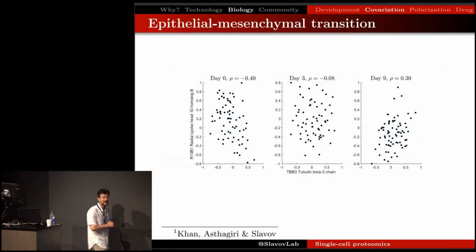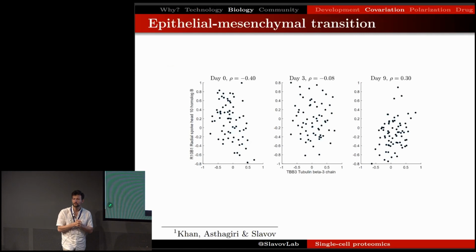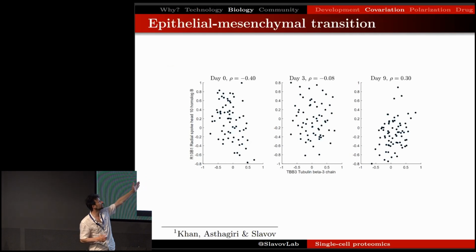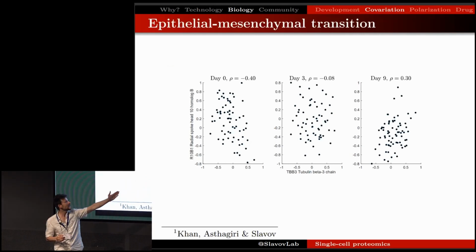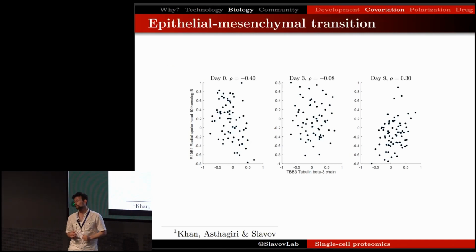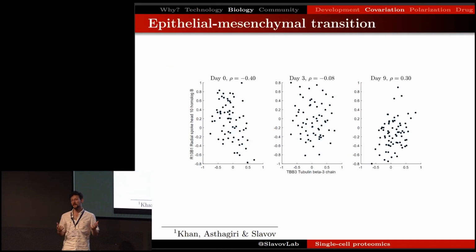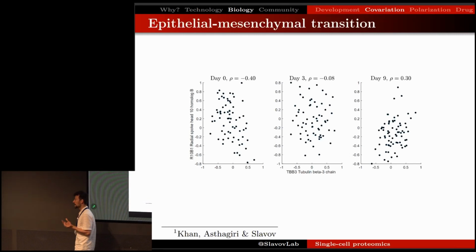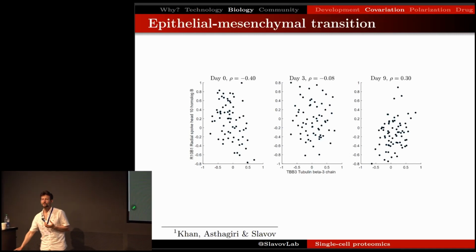And here is a very interesting observation that we made for that process. We observed that proteins of the cytoskeletal apparatus don't change in abundance in the course of EMT, but they change in covariation. So here we start with two proteins that are negatively correlated. And then as the cells differentiate, they become decorrelated, and then they go to positively correlated. So that's an example of a relationship that in principle we cannot observe from bulk analysis. But from single cell analysis, we are able to detect these changes in covariation.